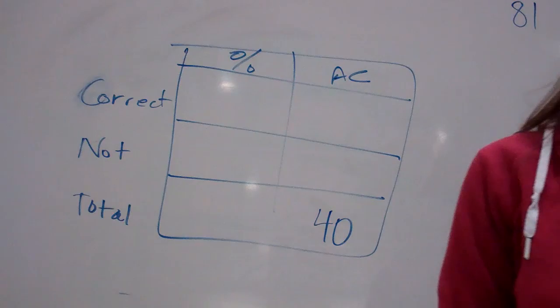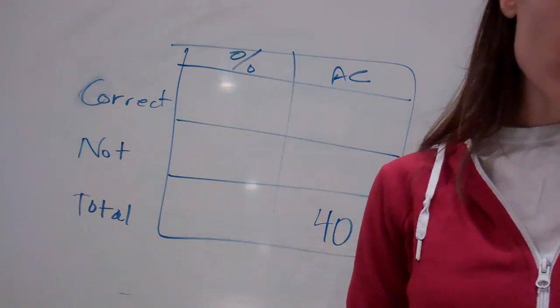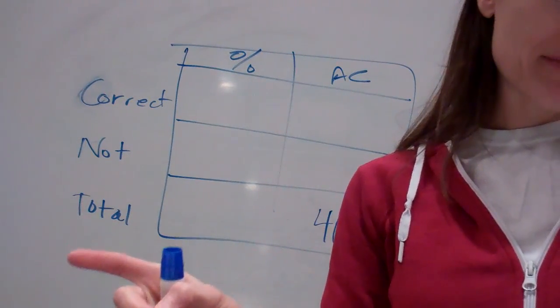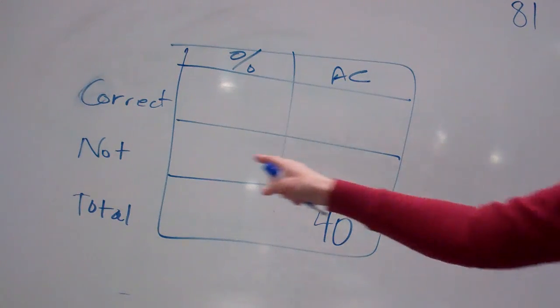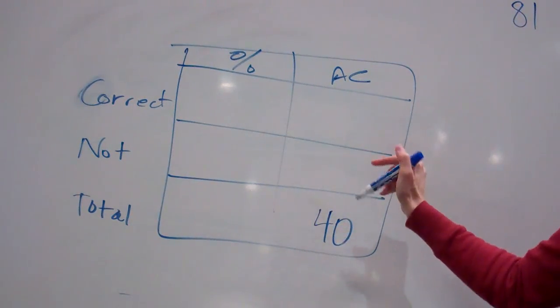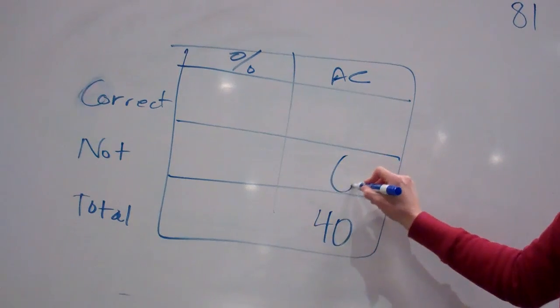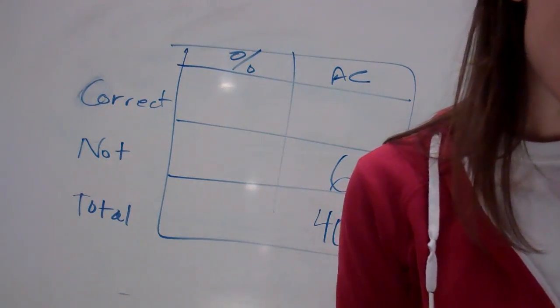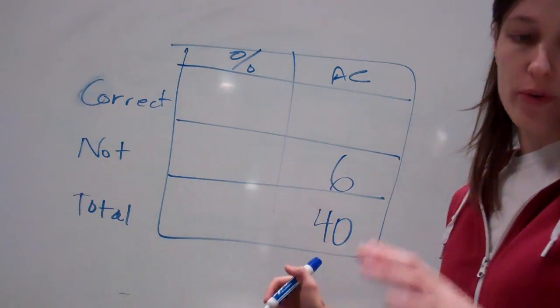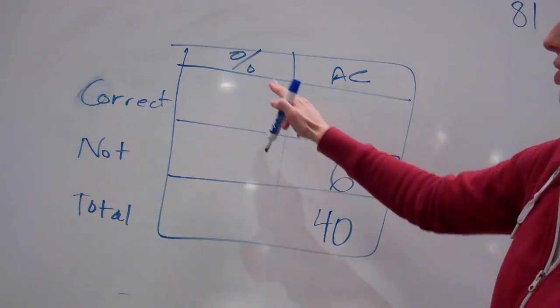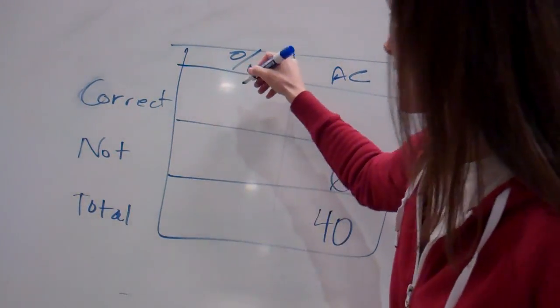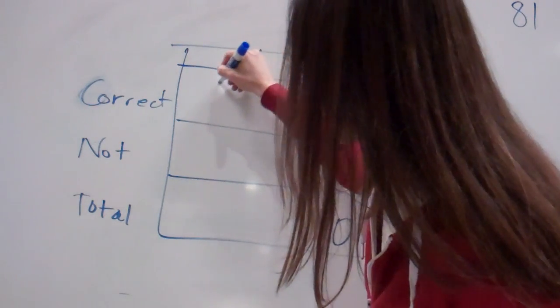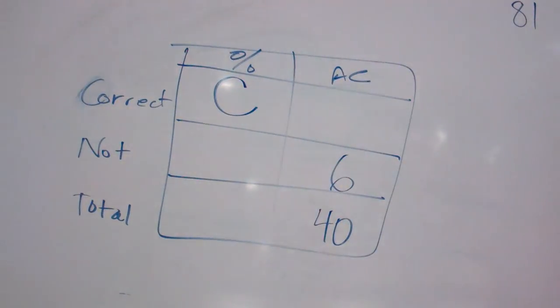Did everybody catch that one? Yes. Okay. Chris was relieved to learn that he had misspelled only 6 words. Misspelled will be not correct. He missed how many? 6. Okay. What percent of the words did he spell correctly? What are they asking? So this is the missing number. I'm going to put a C there that we need to have.